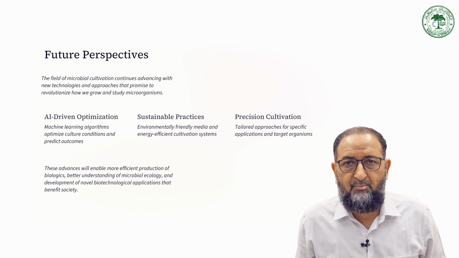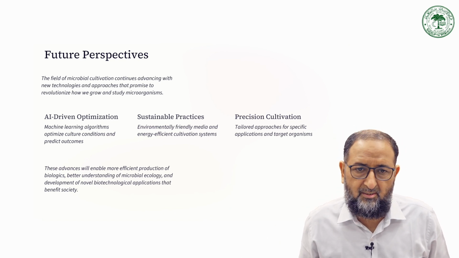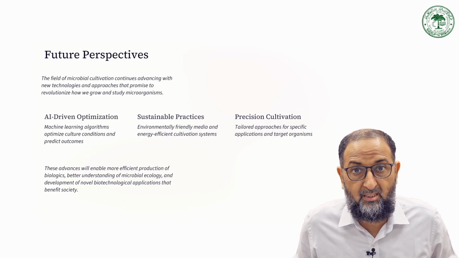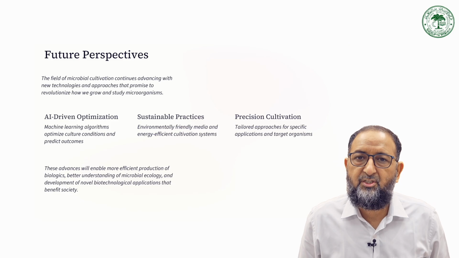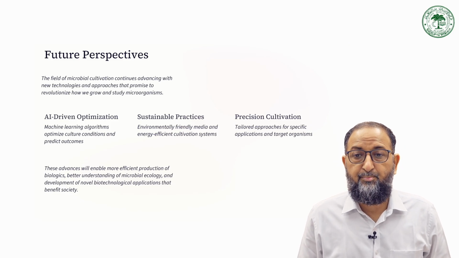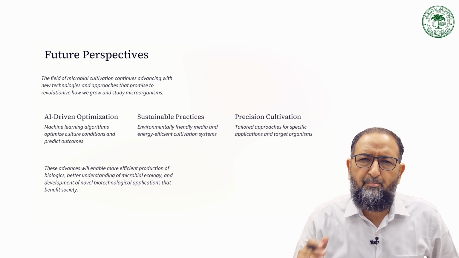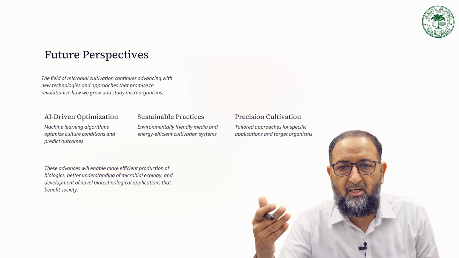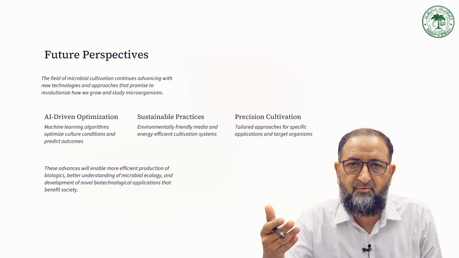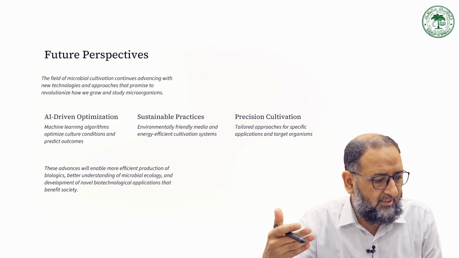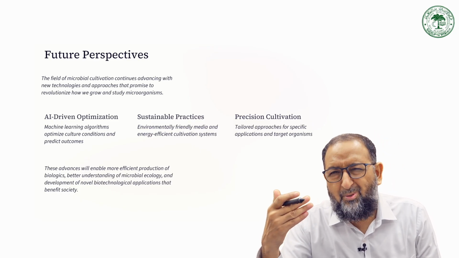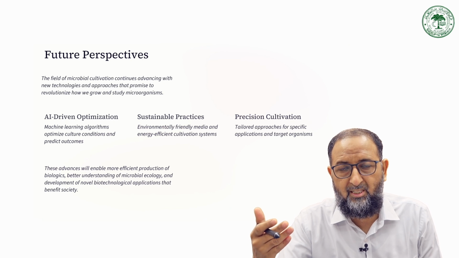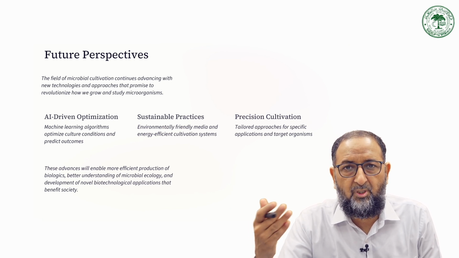Sustainable practices can be possible. You can sustain the growth of these cells. Environmentally friendly media can be designed, and energy-efficient cultivation systems can be developed, right? Precision cultivation: you can very precisely cultivate specific microorganisms through these techniques. So this is the modern era. You can have better prospects of identifying and selecting the specific microorganisms required for a specific growth and for specific product development.